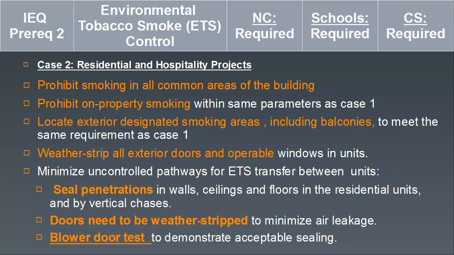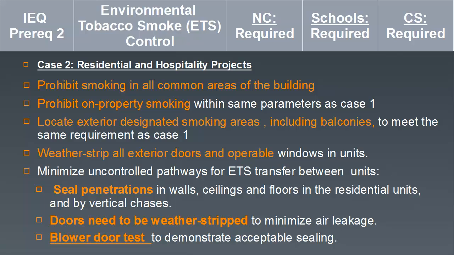If you have a smoker in an apartment or condo or hotel room next to a non-smoker, you want to make sure that the person next door is not getting secondhand smoke. So you need to seal penetrations in walls, ceilings, and floors in the residential units, and by vertical chases. And doors need to be weather stripped to minimize air leakage. So infiltration is what we're trying to avoid. And a blower door test is a good way to demonstrate acceptable sealing.